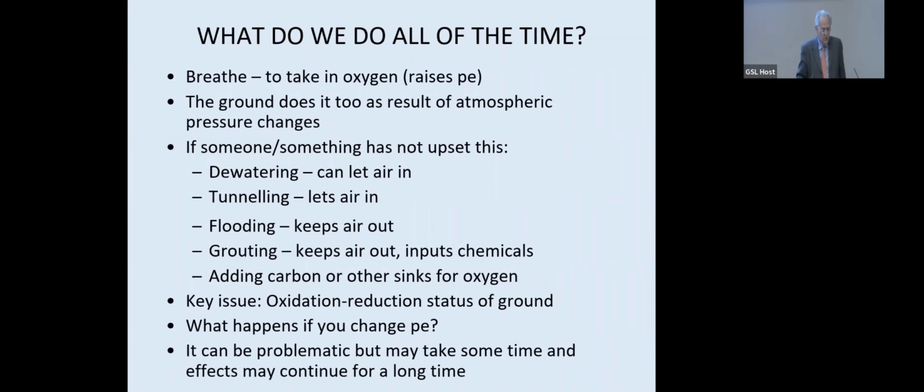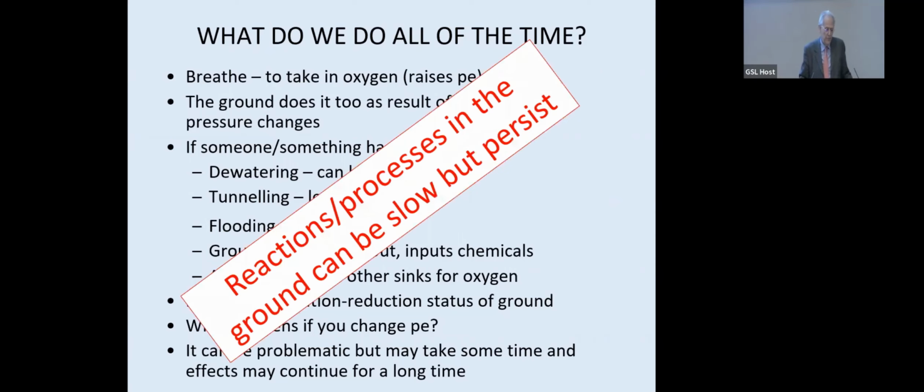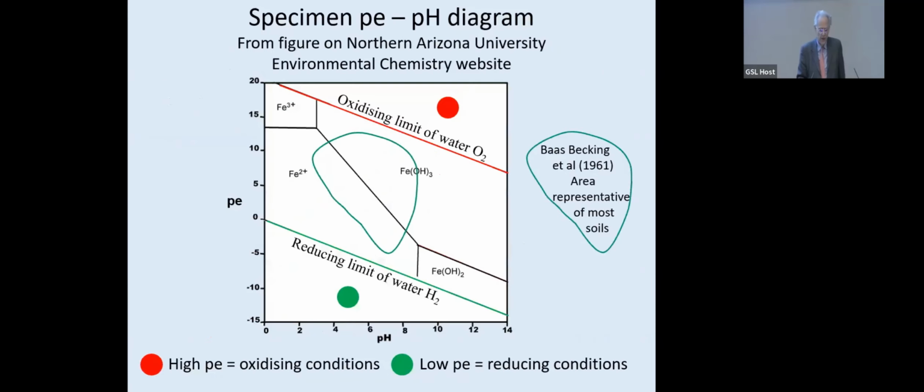So what happens if you change PE? Well, the answer is it may be problematic. It may take a long time before that becomes evident, but it may persist then for a long time. So message, and I put a few of these sort of diagonal stripes, message, processes in the ground can be slow, but they persist.